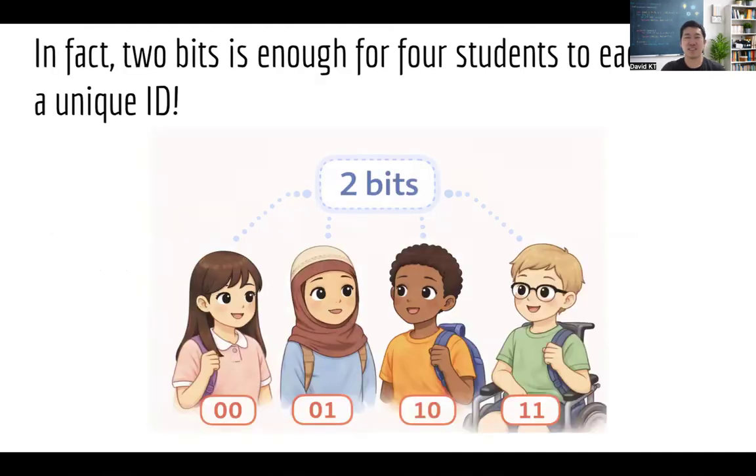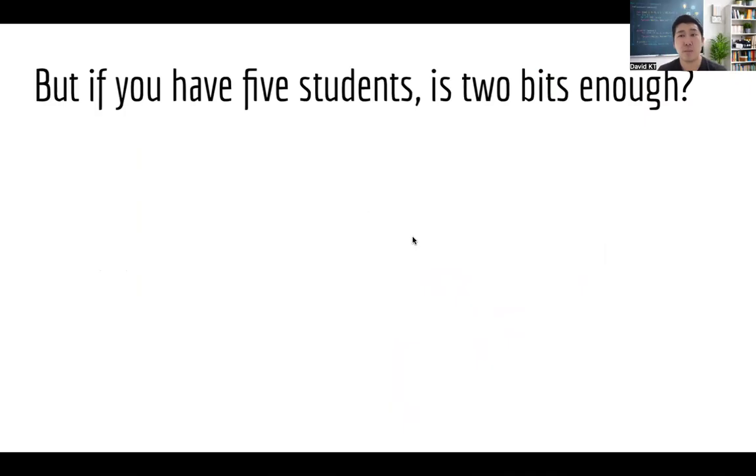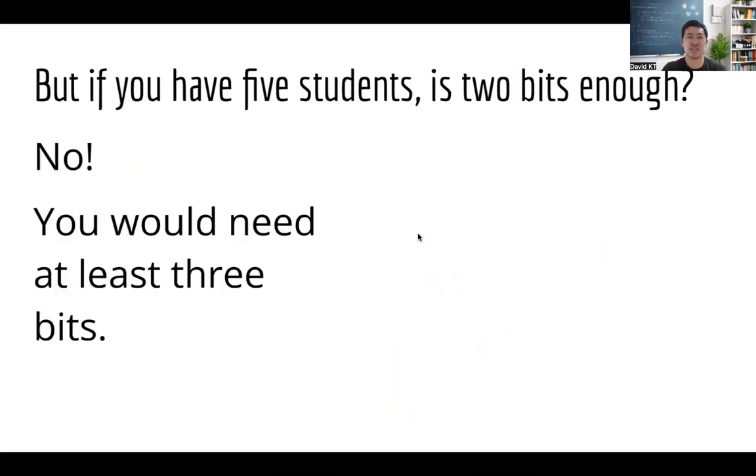Actually, 2 bits is enough for 4 students to each have their own unique ID. This person here is 0, 0, this person is 0, 1, this person is 1, 0, and this person is 1, 1 as their ID numbers. All good so far? But what if you have 5 students? Is 2 bits enough to give each one a unique ID number? No. You would need at least 3 bits.